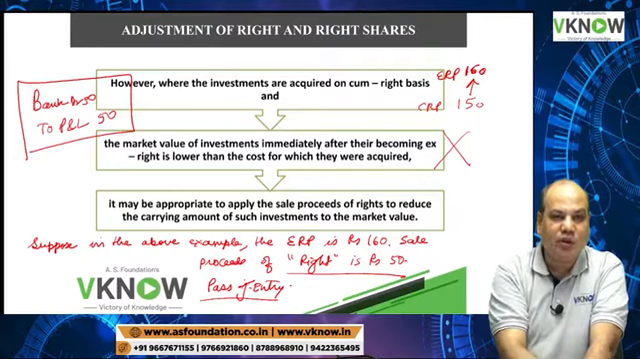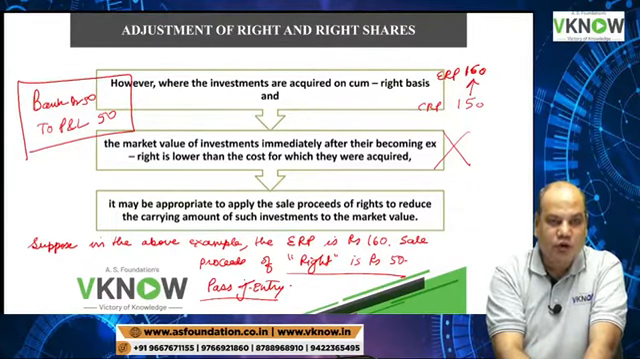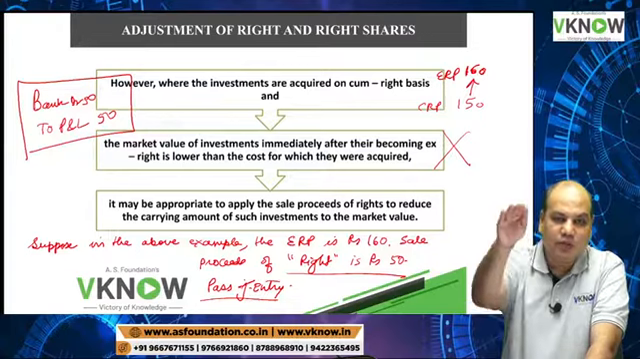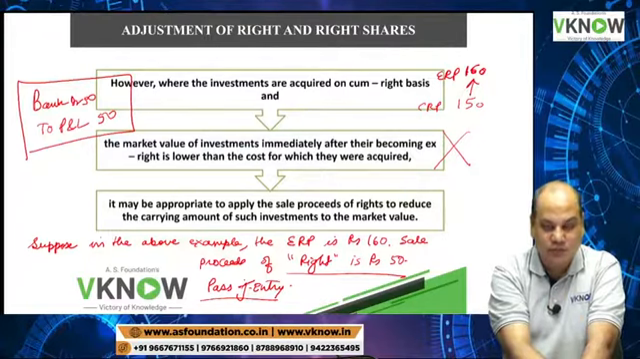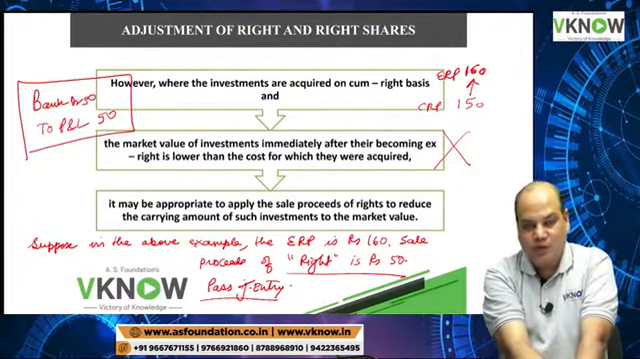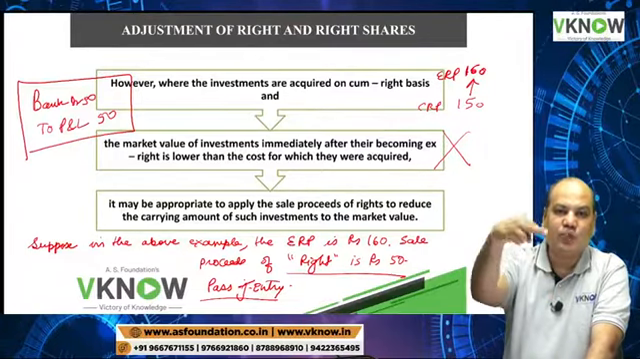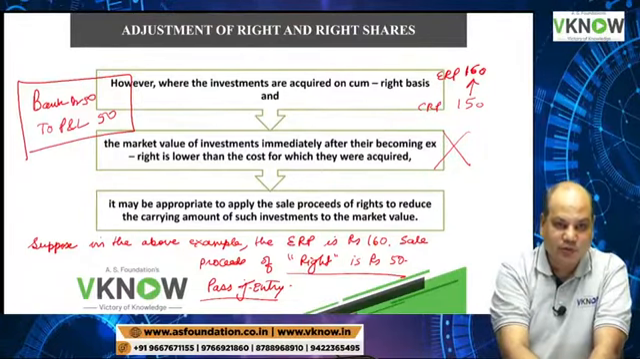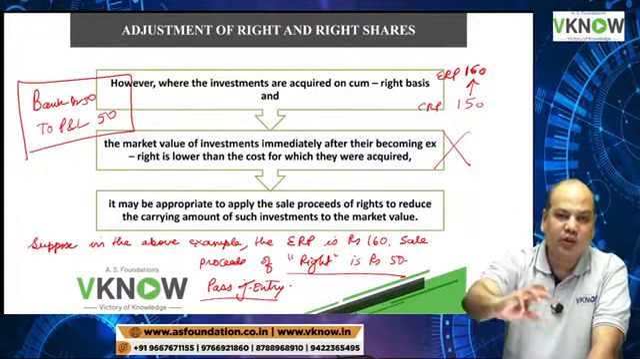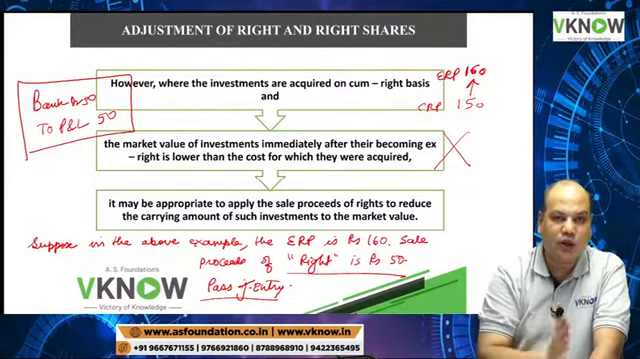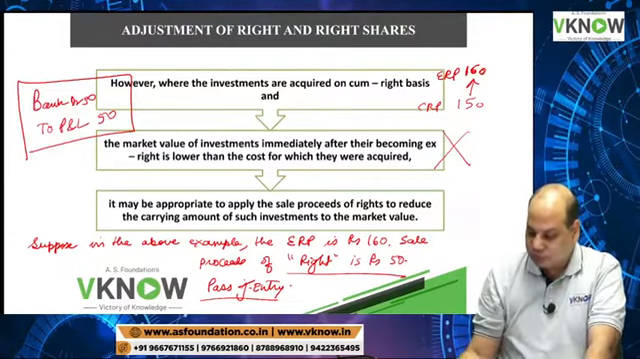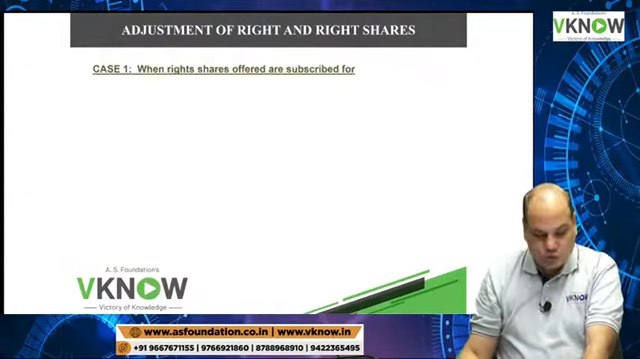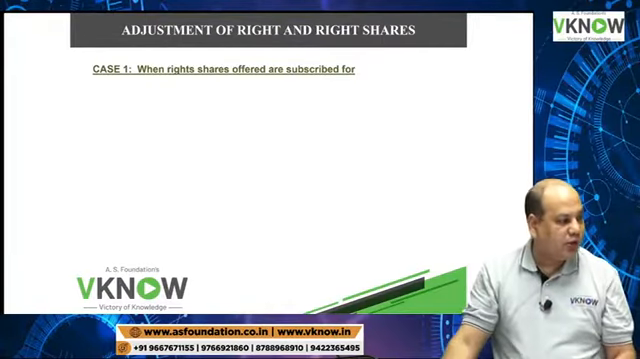So when will you adjust in investment account? When the ex-right price is lower and the shares were purchased on cum-right basis. When will you not adjust in investment account? Either shares were not purchased on cum-right basis, or the price has gone up instead of going down. In that case, we will not adjust in investment account. We'll adjust in P&L account. So I have written three cases in your book. Let us have a quick look.